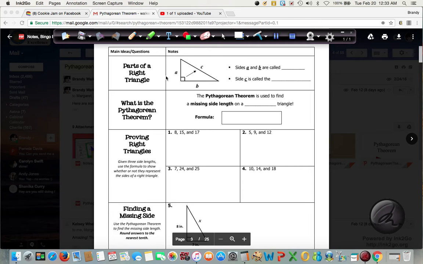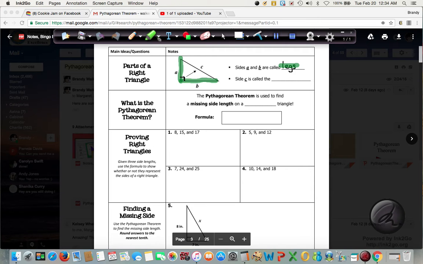So you should have two highlighters. I want you to grab one color, and we'll make ours green here. And I want you to highlight these two sides, sides A and B. Those two sides that actually create our right angle right here are called our legs. So over here in this blank, we're going to write the word legs, because that's what they're called. These are our two legs of a right triangle. And I would like for you to please highlight the word legs in the same color.